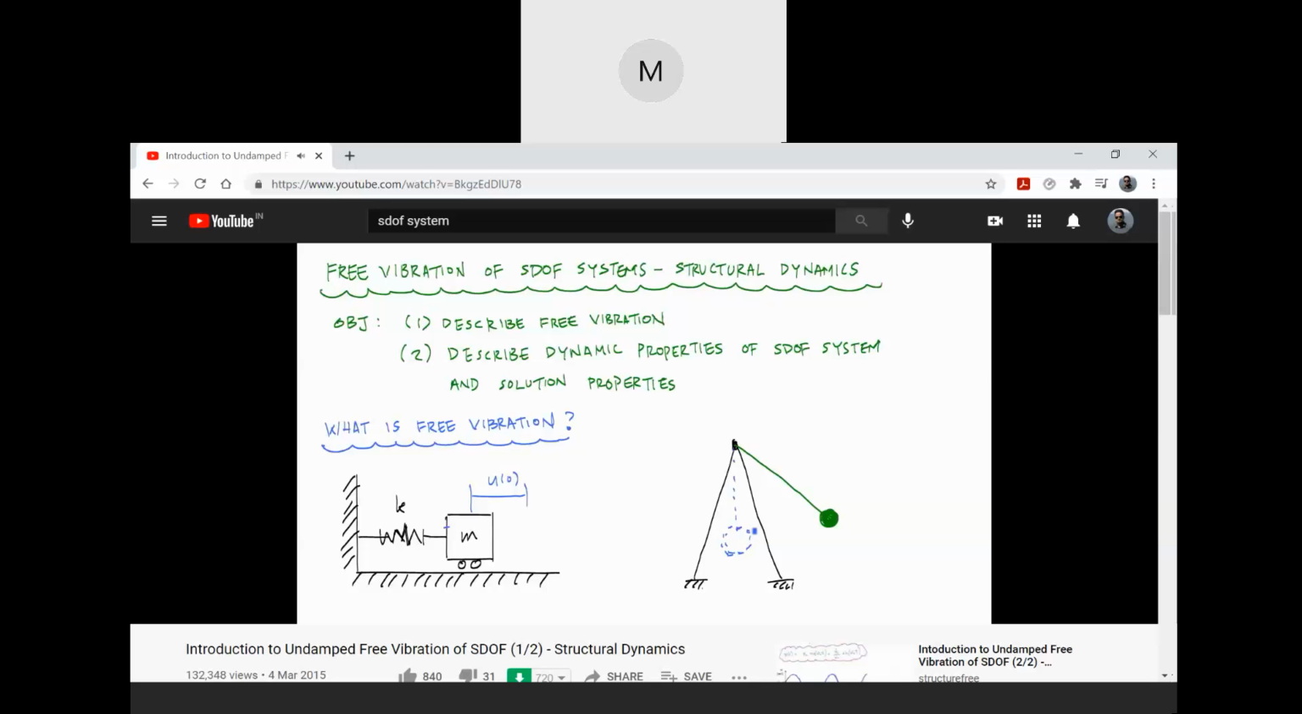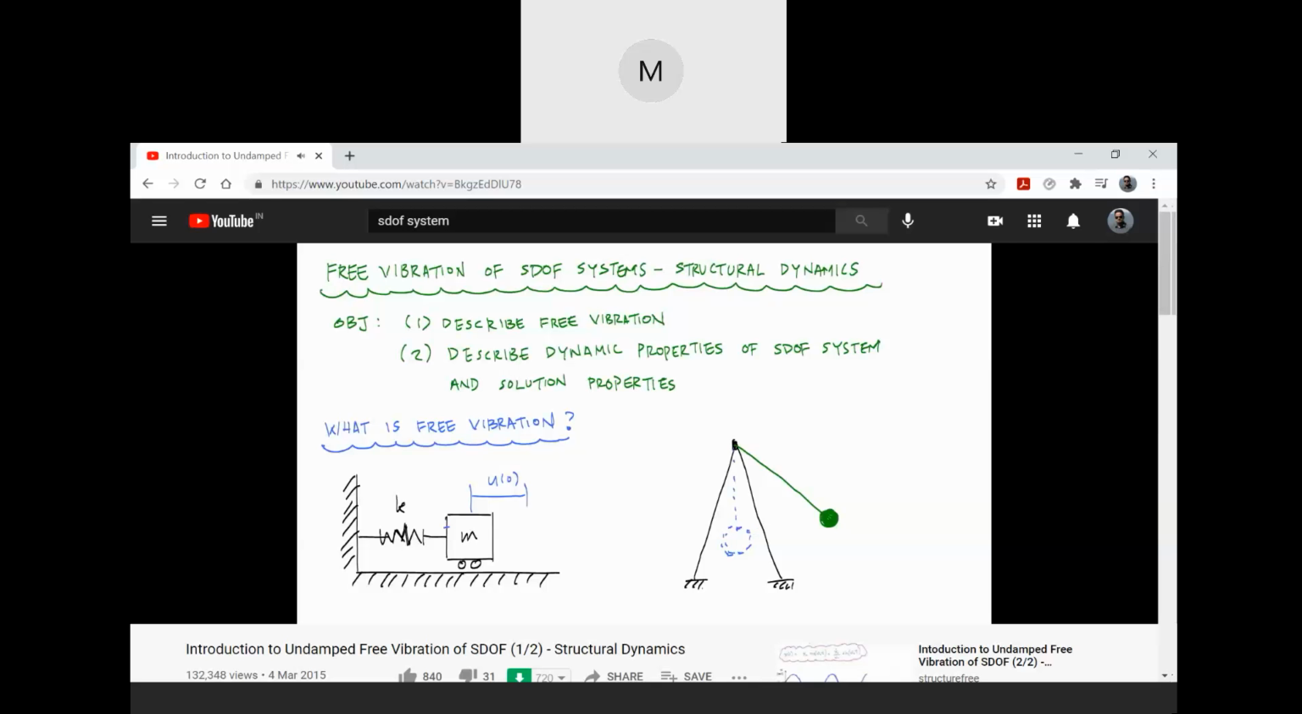And if there were no damping at all, this thing would just go on and on and on forever. Anyway, that's free vibration. So something with initial displacement and velocity, and then you just let it go. And then it moves back and forth until it comes to rest because of damping. And if there were no damping, it would keep on going and going and going.